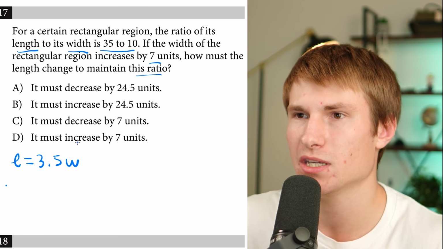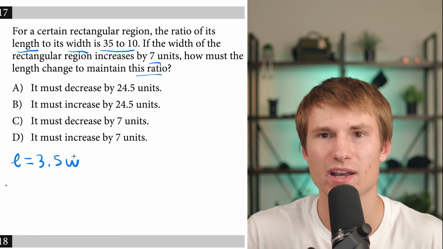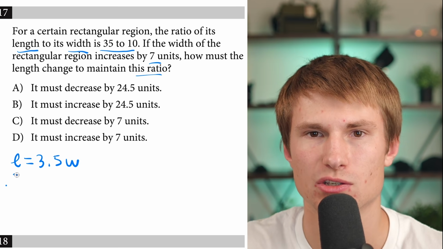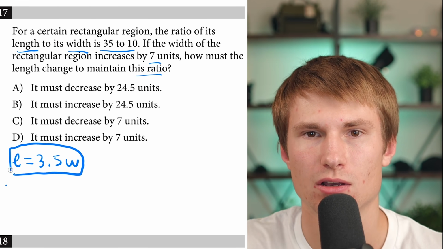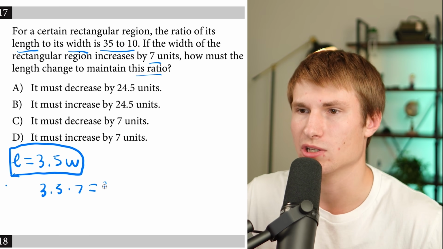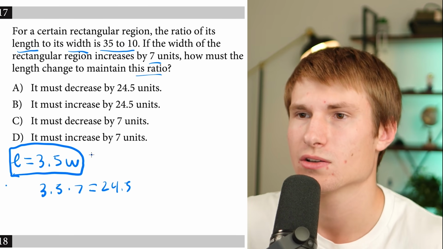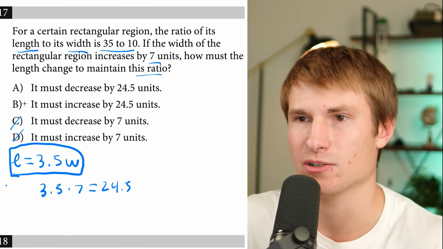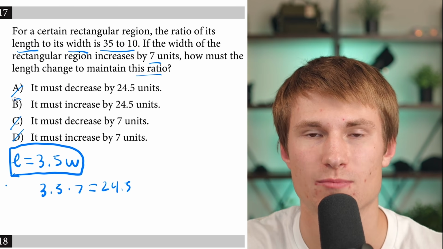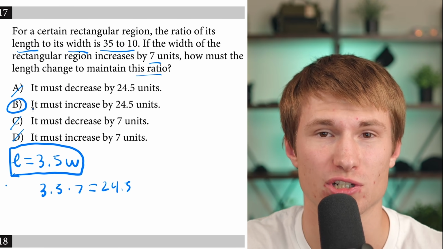All right, so now from here, we want to know if we increase our width by 7 units, how much will our length change? Well, we can just use this proportion right here. So all we would have then is 3.5 times 7, which will equal 24.5. So we know that we must increase by 24.5. Since we are increasing our width, we must also increase our length in order to maintain that ratio or proportion. So our answer there is B.